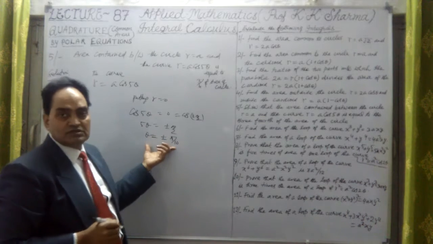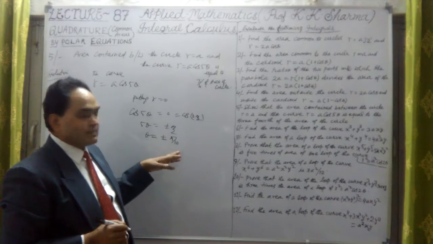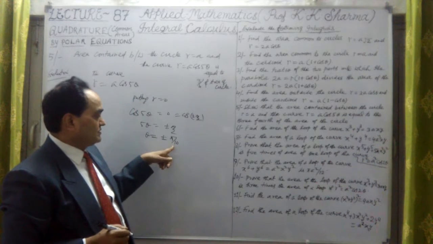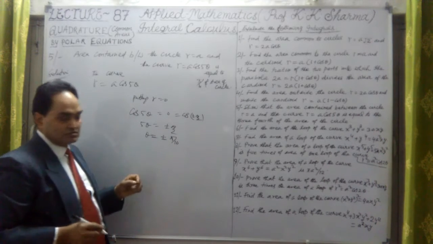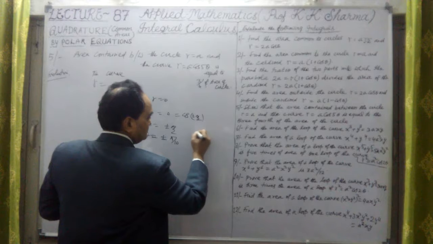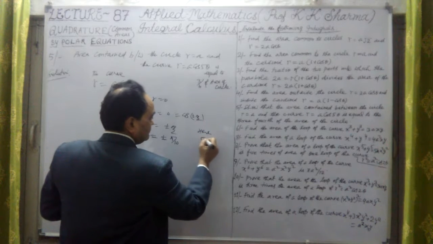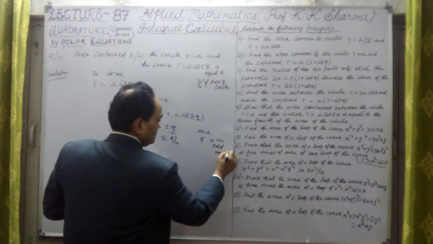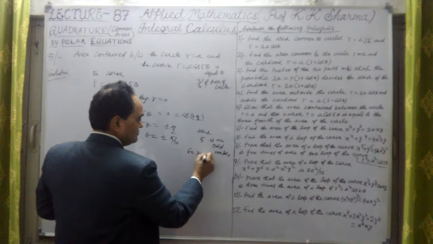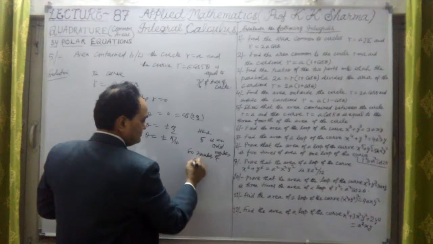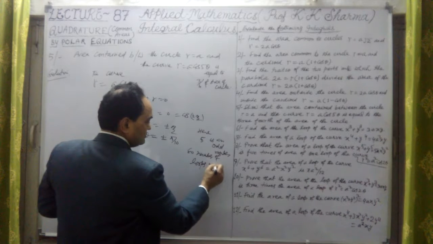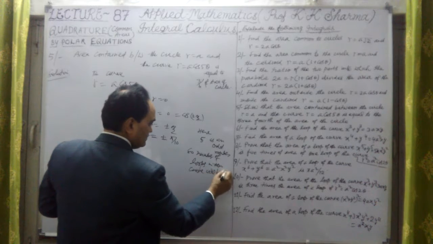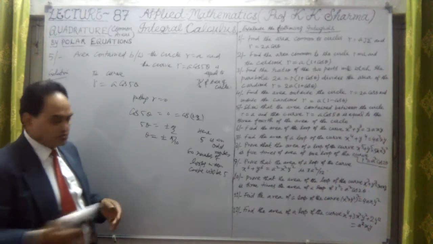So theta equal to plus minus pi by 10. That means the limits for this curve will be minus pi by 10 to pi by 10. Now, 5 is an odd number here, so the number of loops in this curve will be 5. Five loops will be there.